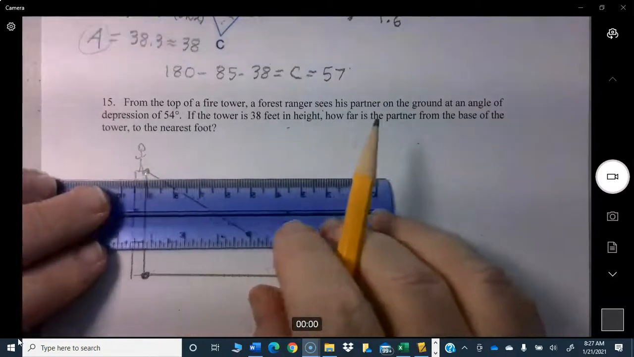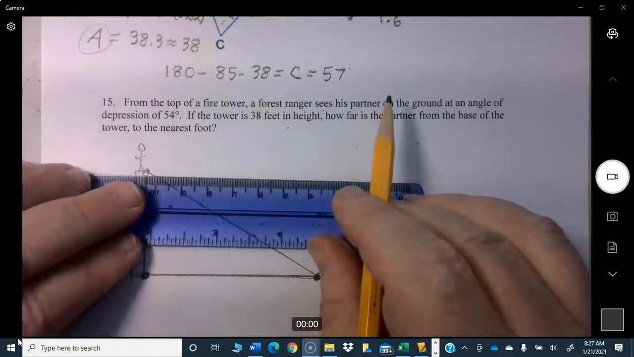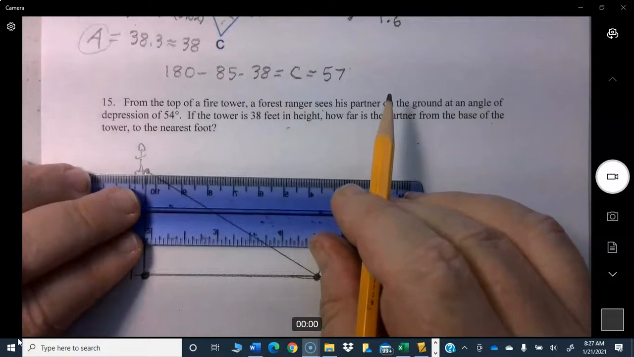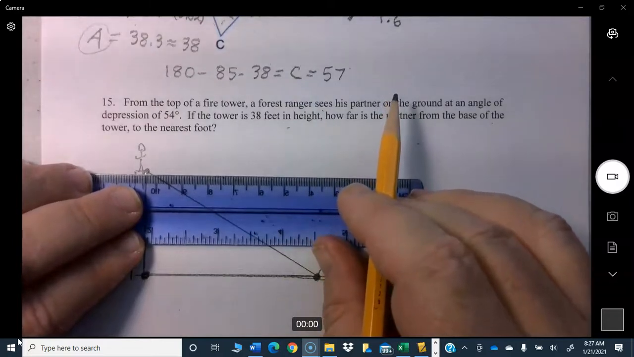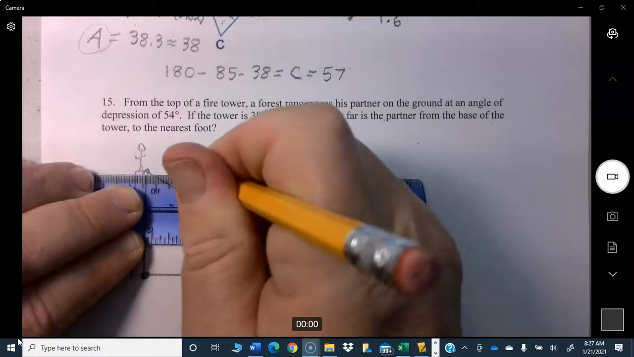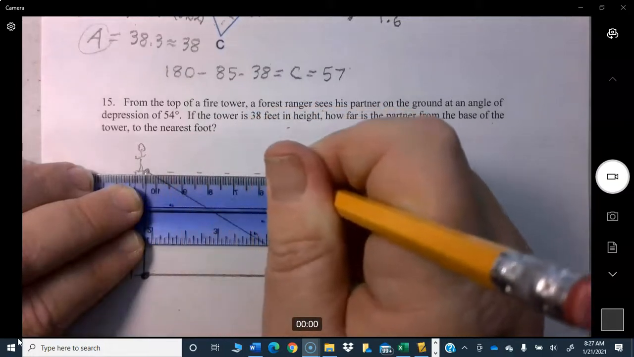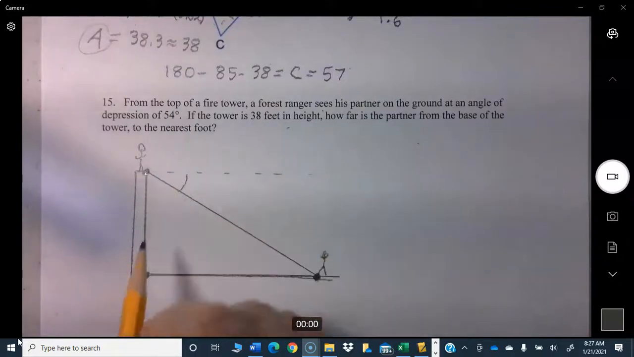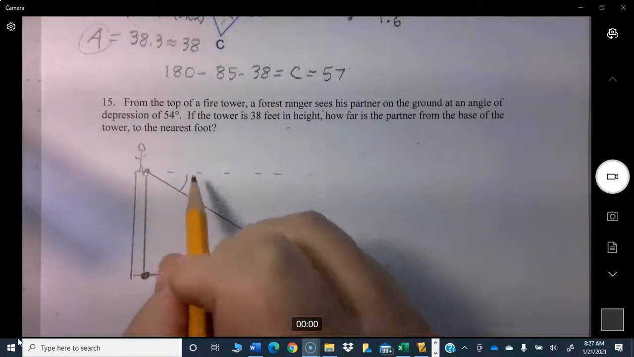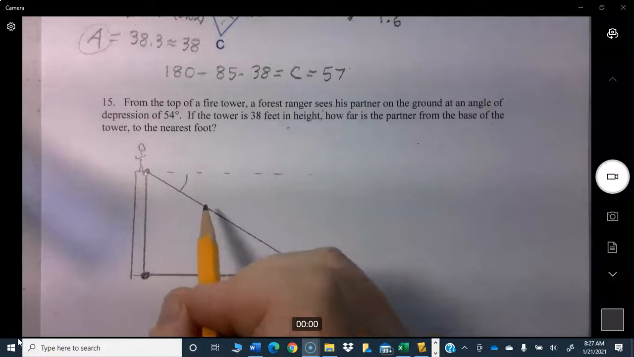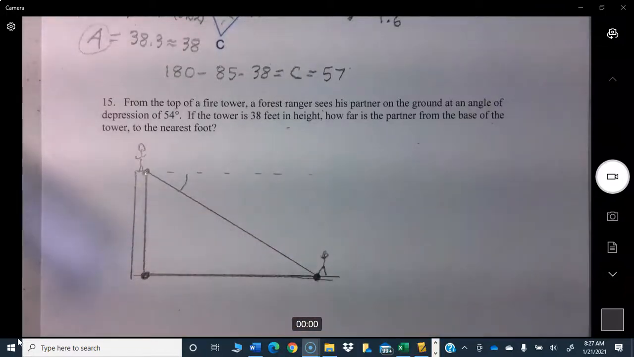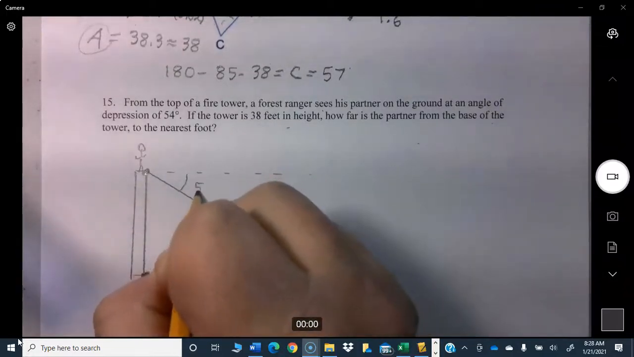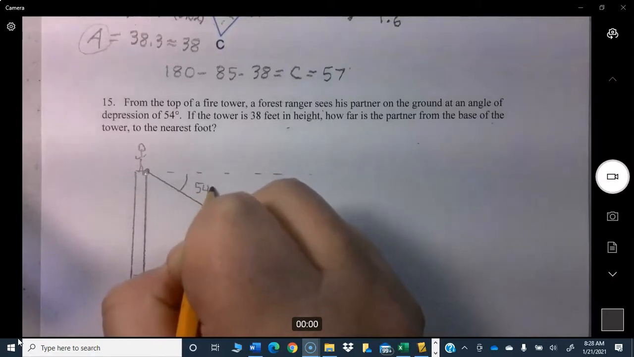Now an angle of depression means how much he is looking down, okay? And again, we're assuming he's looking from right here. So I'm going to draw a line parallel to the ground. It doesn't really exist, it's just an imaginary line. So the angle of depression is this angle right here. That's how much he's looking down. From looking this way to looking down, it's that much. So that's 54 degrees. I'd rather deal with this triangle.